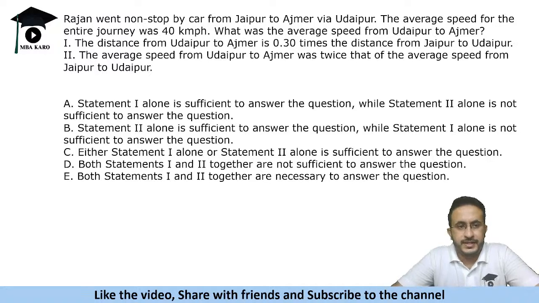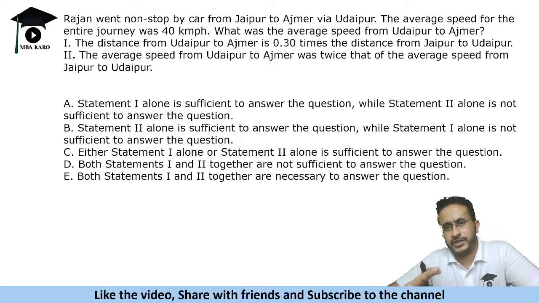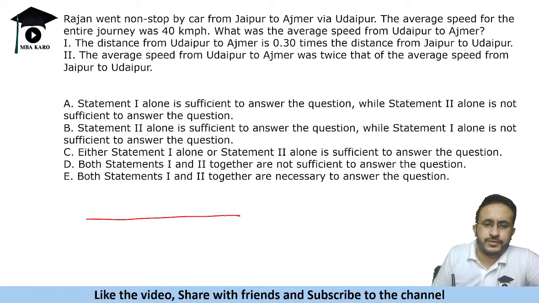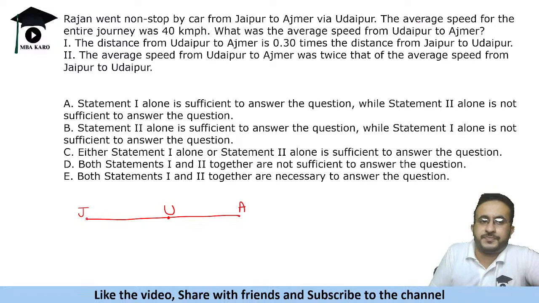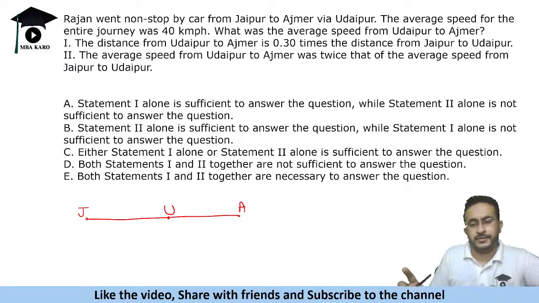So it says that there is a person who goes non-stop from Jaipur to Ajmer via Udaipur. Via means something that comes in between. So first he went from Jaipur to Udaipur, then from Udaipur to Ajmer. We are given the average speed for the entire journey was 40 kilometer per hour. From here to here, the average speed is 40.